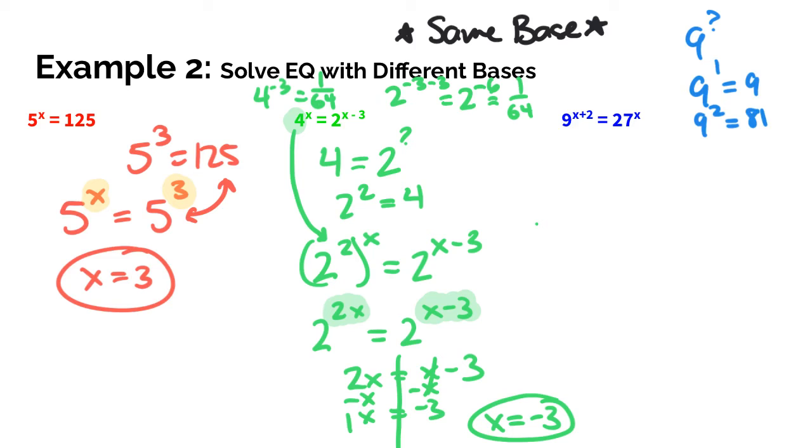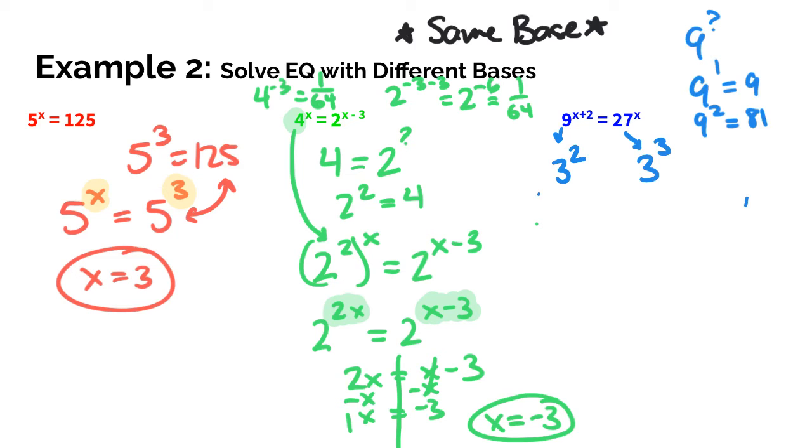So in this problem, I'm going to have to think about whether there is a way to change not one base, but both bases. Do 9 and 27 have a base in common? Now, if we think of 9, you might be able to recognize it as 3 to the second power. 3 times 3 gives me 9. So can I express 27 as 3 to some power? And you can. 27 is 3 to the third power. So I'm expressing 9 as 3 to the second power, and 27 as 3 to the third power.